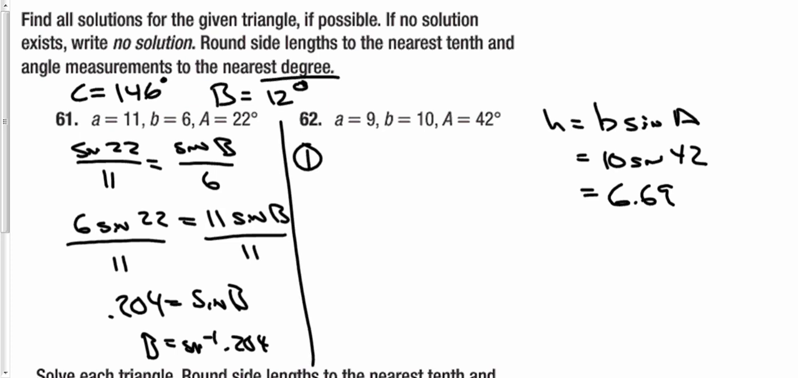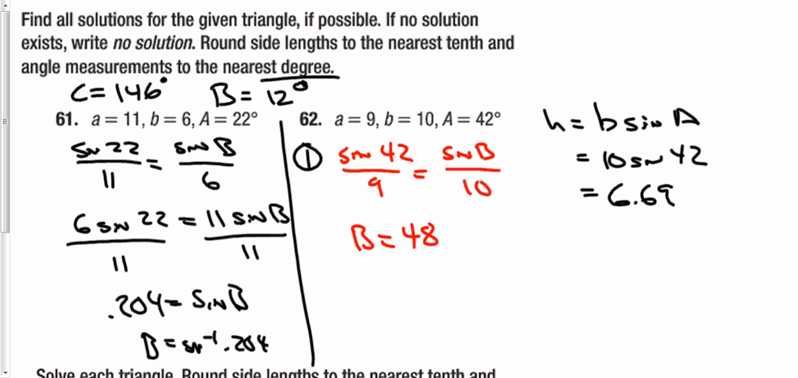Okay, first solution in red. We're going to have sine of 42 over 9 equal to the sine of B over 10. Working that out, angle B is going to equal 48, which means that C has to be equal to 180 minus 42 minus 48, so C is going to be equal to 90. It's okay that that turns into a right angle, a little bit weird.